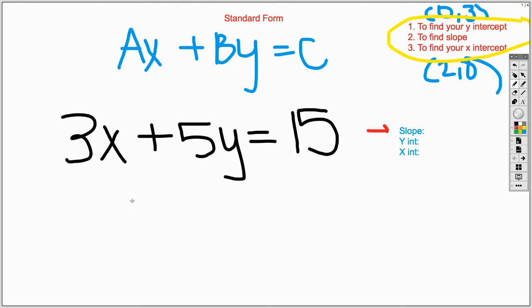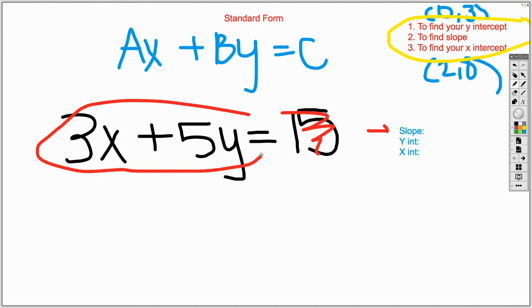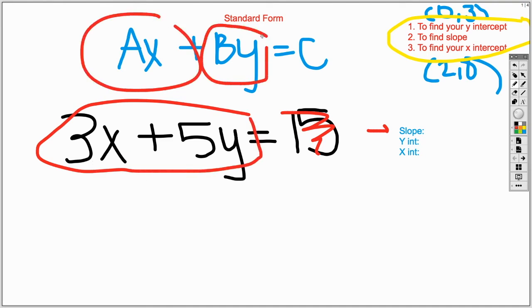If someone asks you for slope, then you can literally just ignore the 15. We don't care about the 15 because that's our y-intercept sort of thing. You can avoid 15. But you would just look at these two numbers, your a value and your b value.